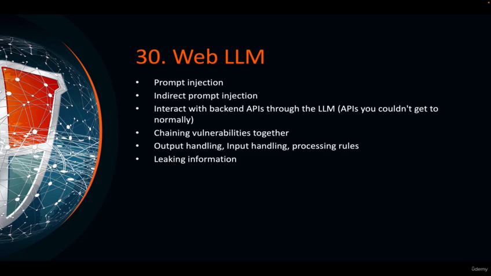Chaining vulnerabilities together is super important when it comes to LLM hacking. And remember, there's output handling, what the LLM gives out, input handling, what it takes in, and the processing rules, basically how it's being trained. And leaking information is one of the key vulnerabilities around LLMs.